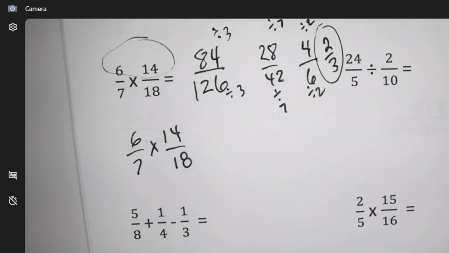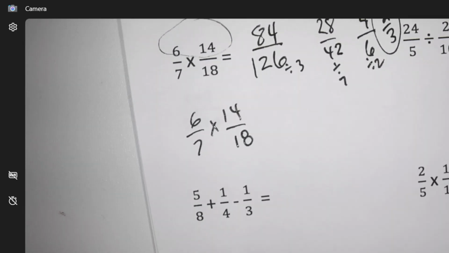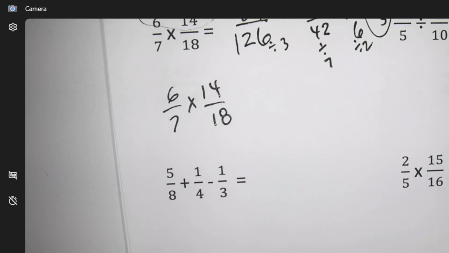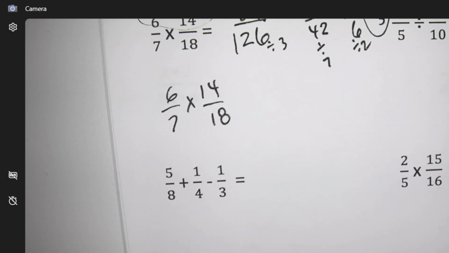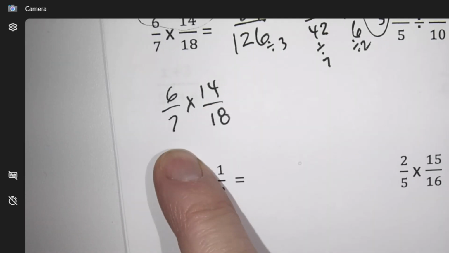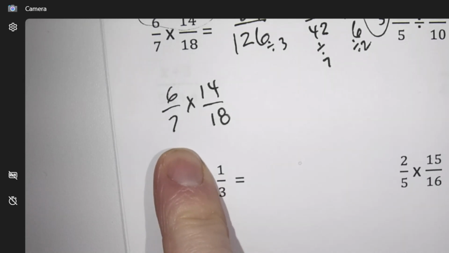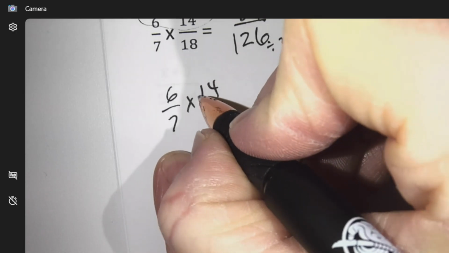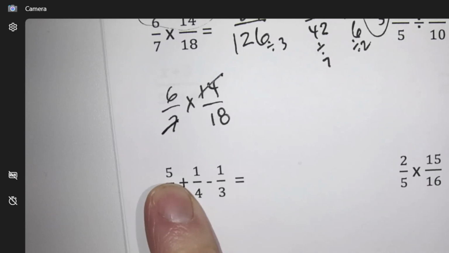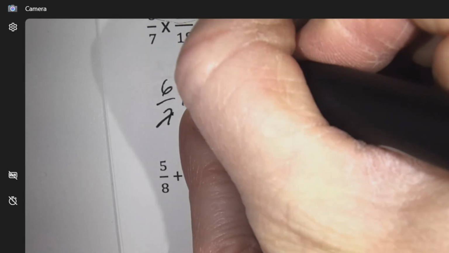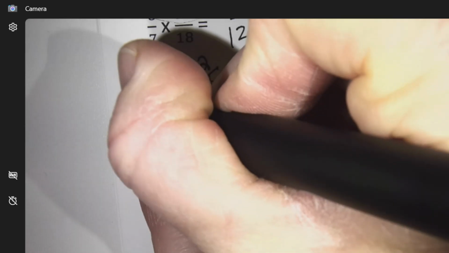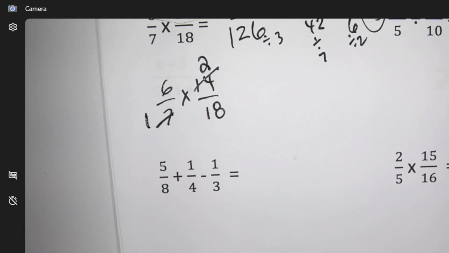Okay, I would never do that. I have a different method for myself. I look for cancellations. Is there anything from a top and a bottom that could cancel? Yeah, so if I look at this 14 and this 7, what kind of factor can I cancel out? 7. If I divided them by 7, the 14 would turn into a 2, and the 7 would turn into a 1.